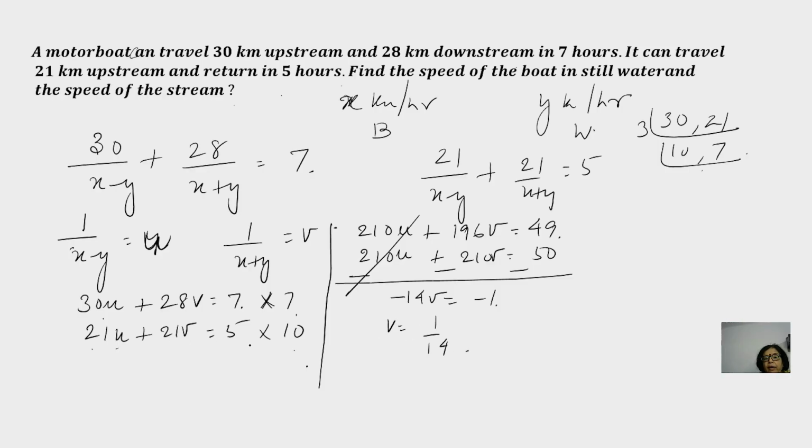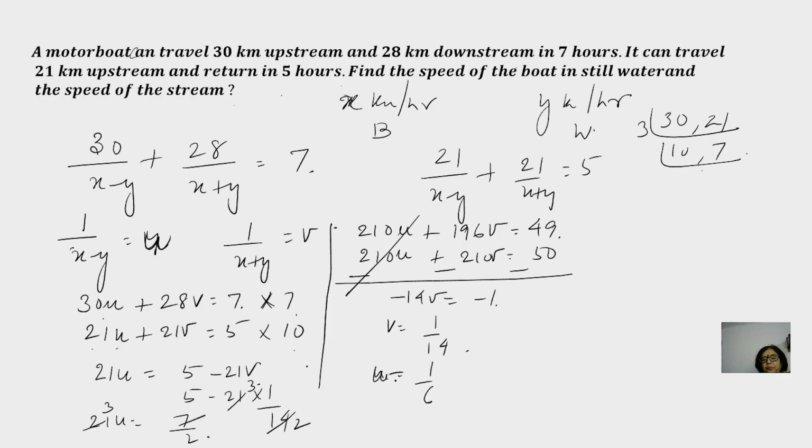Now let's take out the value of u. If I put it over here in the second equation, I'll get 21u is equal to 5 minus 21v. That is 5 minus 21 into 1 by 14. 7 twos, 7 threes. So we get 21u is 10 minus 3, that is 7 by 2. So 7 threes. So u is equal to 1 by 6.